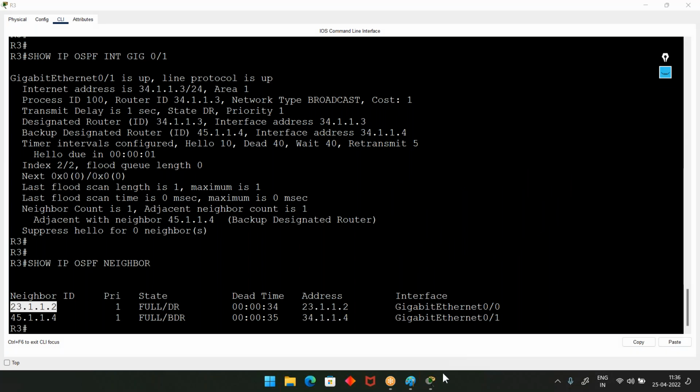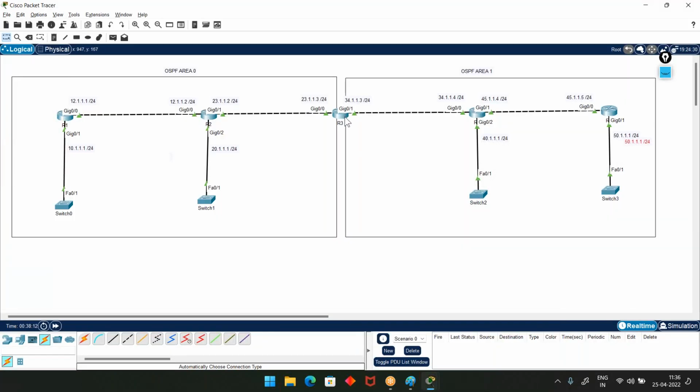What's your question here now, sir? In this R3 table, I can see the 23.1.1.2 here, but why can I not see the 12.1.1.2? That's your question, am I right? Yes, sir. It is not an IP address here. In this R3 neighbor table you can see the 23.1.1.2, but it is the router ID of this R2 router. Getting my point? Yes, sir. Clear now.